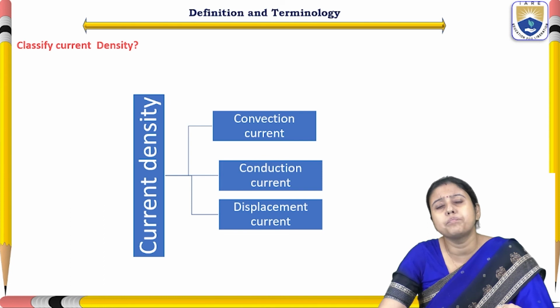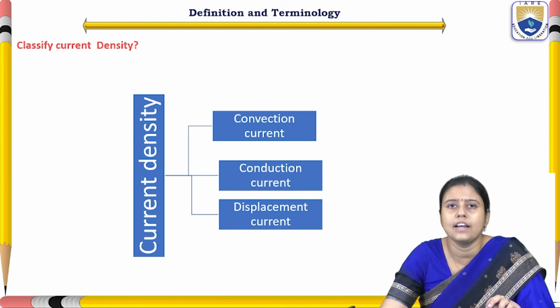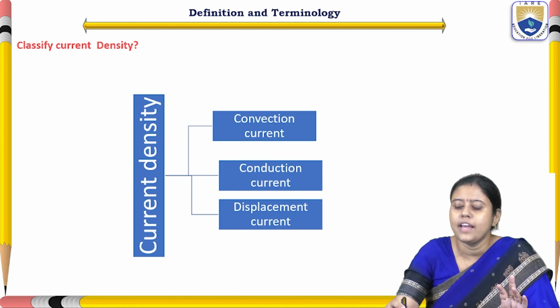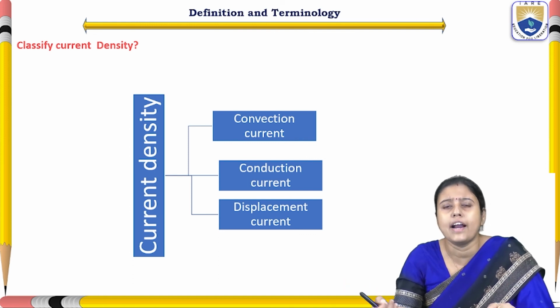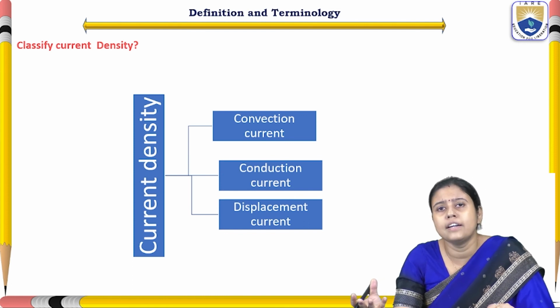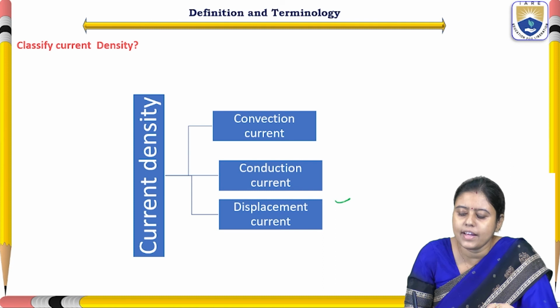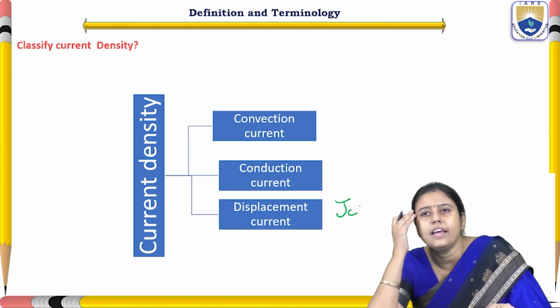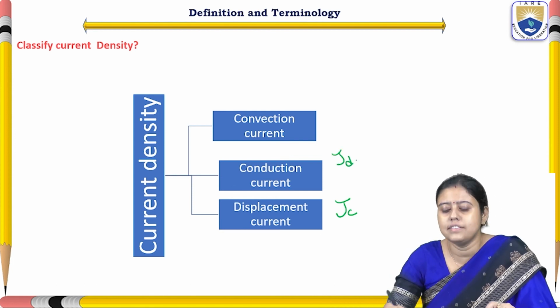Last one is the displacement current density. Displacement current density means it is through the dielectric medium. Generally, there is no current flow through the dielectric. But while any capacitor is connected with any source, a very little amount of current will leak through the dielectrics. This current is known as the displacement current, and displacement current density is written as JD, and the conduction current density is written as JC.